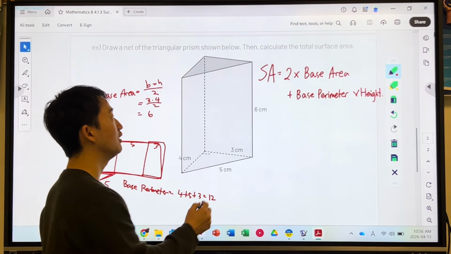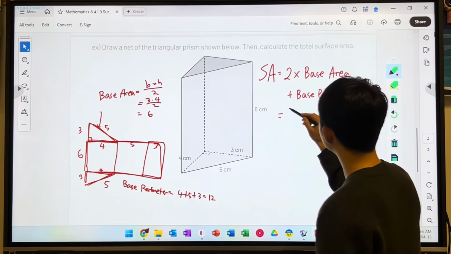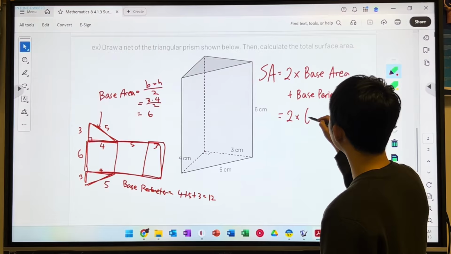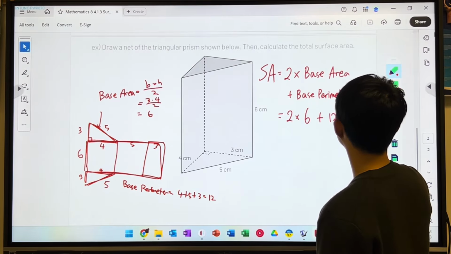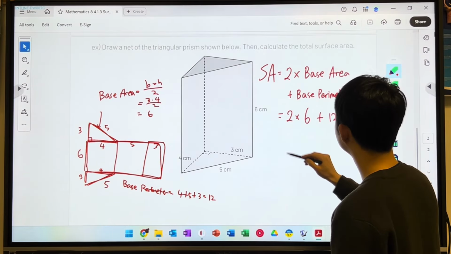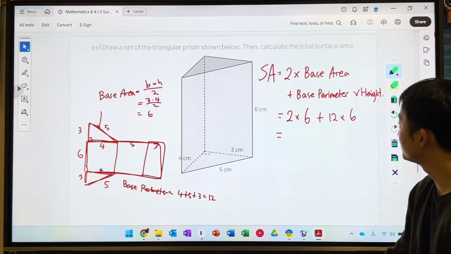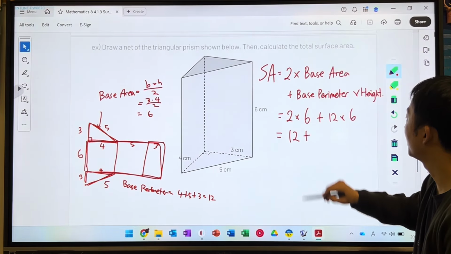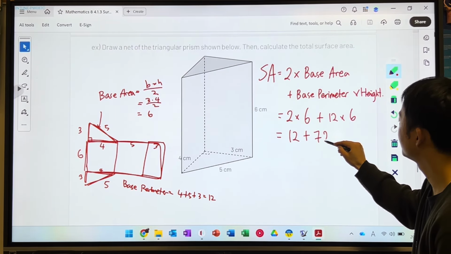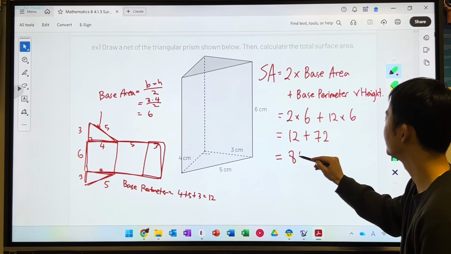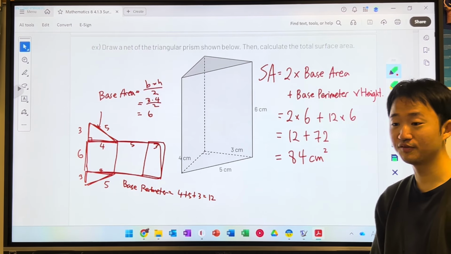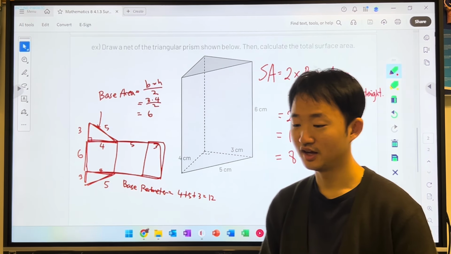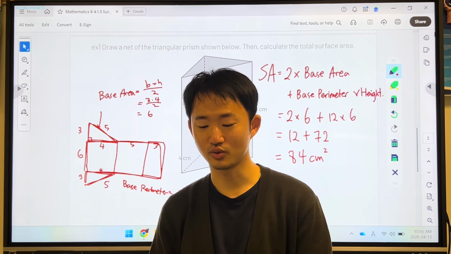So let's plug it in now. Surface area is 2 times 6 is the base area, and the base perimeter is 12, and the height is 6. So that's going to be 2 times 6 is 12, 12 times 6 is 72, and therefore my final answer is 84 centimeters squared. Once again, the surface area is a unit of the area is centimeters squared.